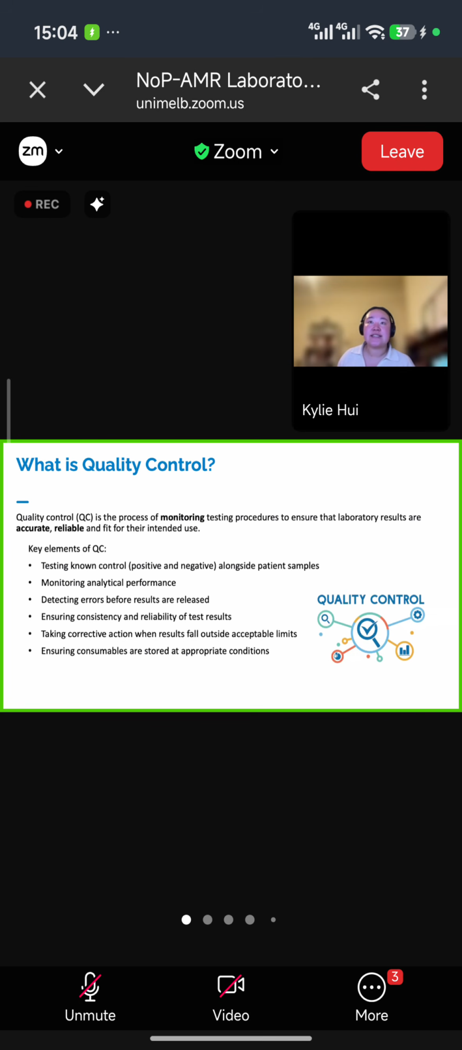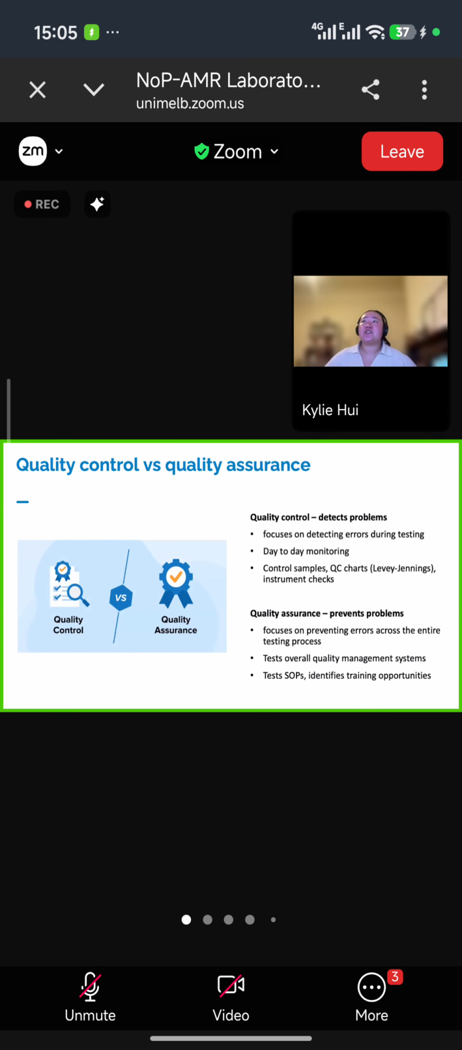Some key elements are testing a known control, whether it's a positive or negative, alongside our patient samples. It's important because we want to monitor the analytical performance of whatever we're testing. It can be used to detect errors before results are released, and it ensures consistency and reliability of the results that we're releasing. We can take corrective action when results fall outside these acceptable limits, and it also ensures that consumables are stored at appropriate conditions.